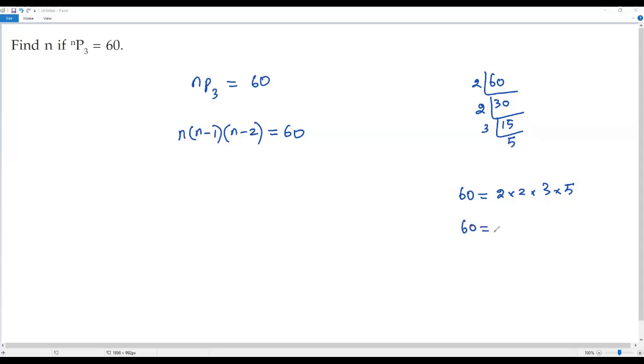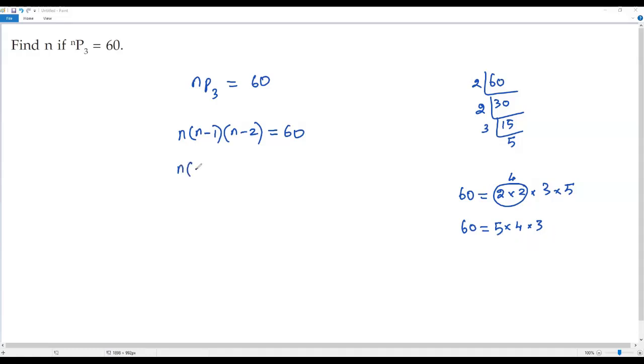But our aim is to write 60 as a product of 3 consecutive integers in descending order. When I multiply 2 times 2, it becomes 4. Here we have 3 consecutive integers, 4, 3 and 5, but not in any particular order. So we write them in descending order: the greatest number first, that is 5, then 4, then the least number, 3. Now we have written 60 as a product of 3 consecutive integers in descending order: 5 times 4 is 20, and 20 times 3 is 60.